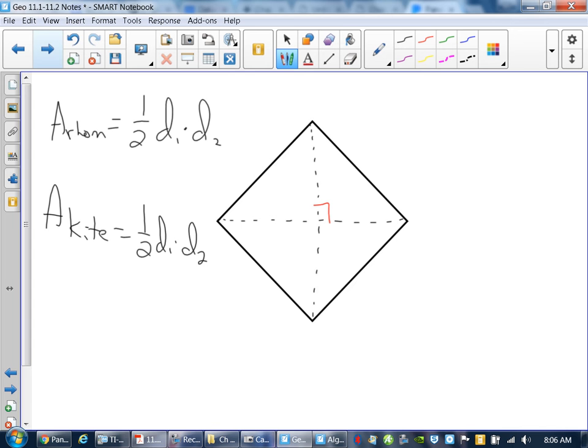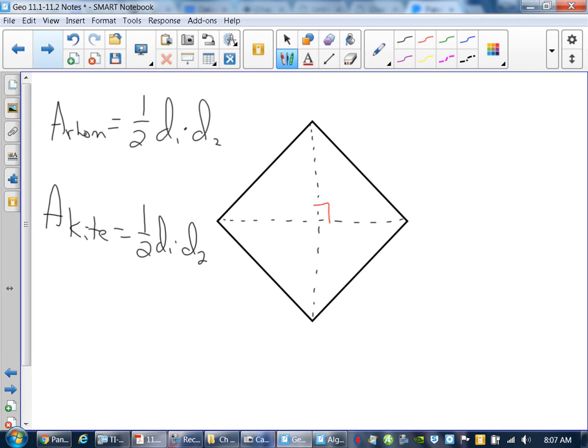Rectangle, base times height. Square, side squared. Triangle, half base height. Parallelogram, base height. Trapezoid, half the height, sum of the bases. Rhombus, half diagonal 1, diagonal 2. And the kite.